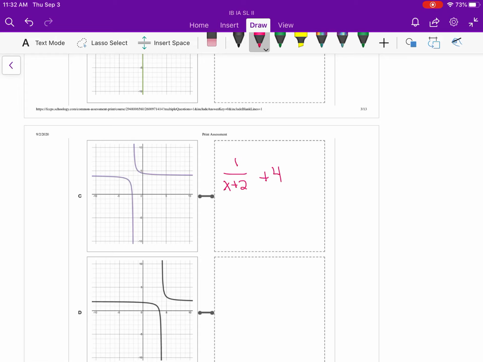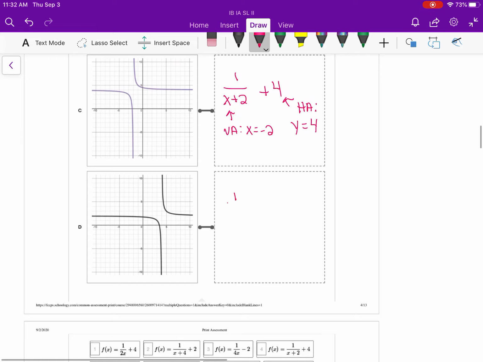Like this has a vertical asymptote at x equals -2. This has a horizontal asymptote at y equals 4. That's how you know what's going on. This is 1 over x minus 4 plus 2. So vertical asymptote, x equals 4. Horizontal asymptote, y equals 2. All right, so that's how you do that.